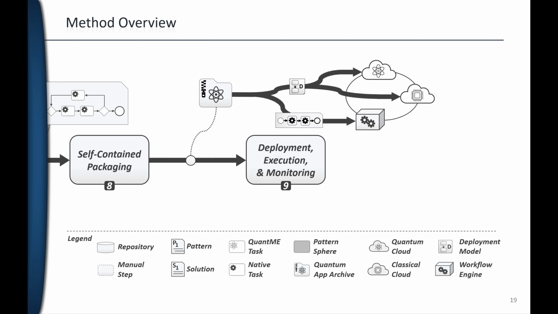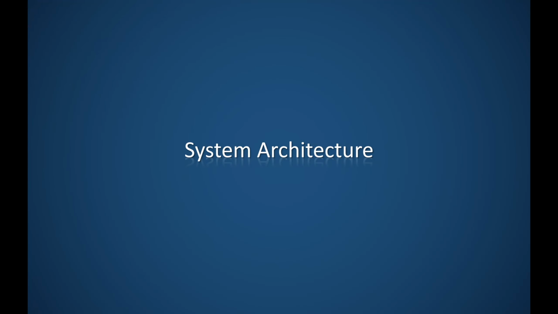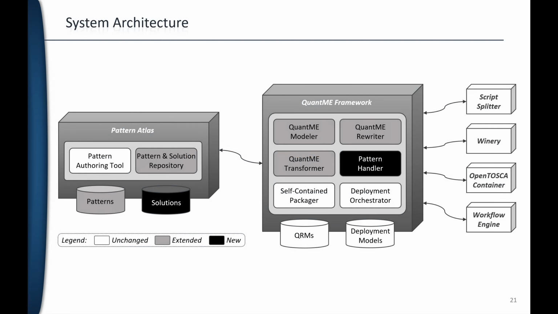To realize our approach, we designed a system architecture comprising 6 core components. Pattern Atlas is a tool for authoring and managing patterns, pattern languages, and the corresponding solution implementations. The QuantMe framework enables modeling workflows using BPMN and the QuantMe modeling extension. It was extended to also support a pattern-based modeling of quantum workflows.